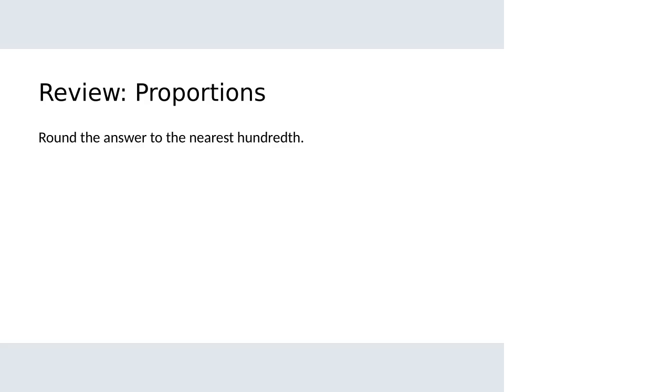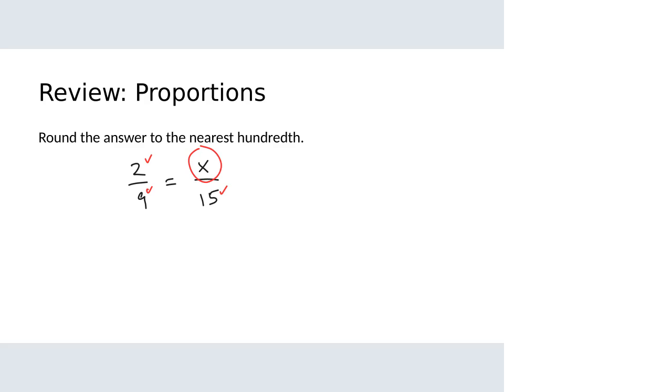Proportions is when we have one fraction equal to another fraction, and if we know 3 of the 4 pieces, we can find a missing piece. This will probably look familiar to you, but you let me know if you have any questions. A proportion is when we have one fraction, like 2/9, equal to another fraction, like x over 15. And in this structure here, I have one fraction equal to another fraction, and I know 3 of the 4 pieces. I'm trying to find a missing piece.